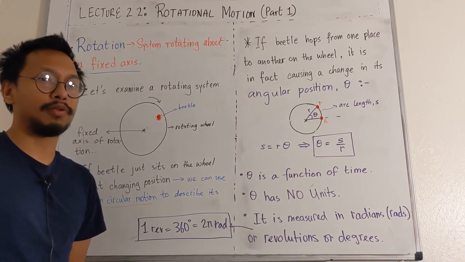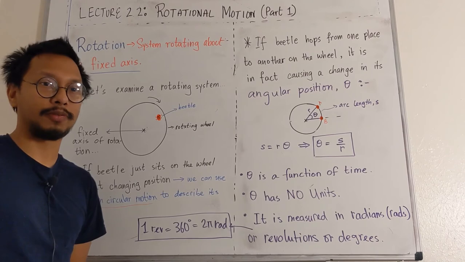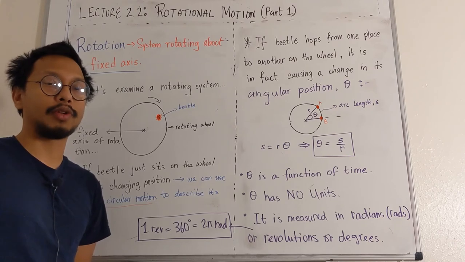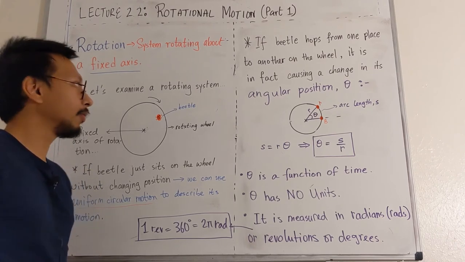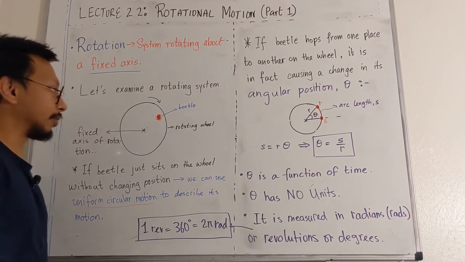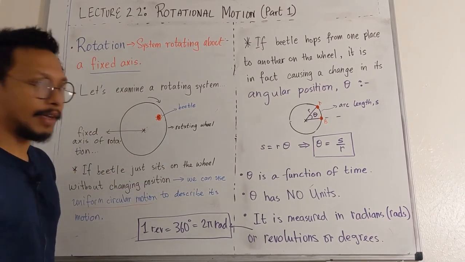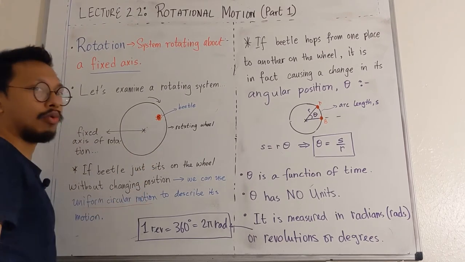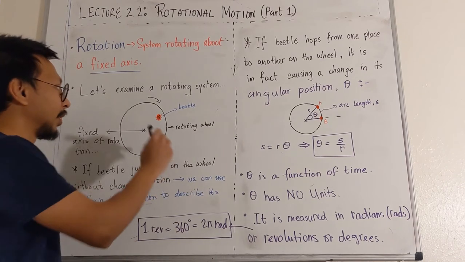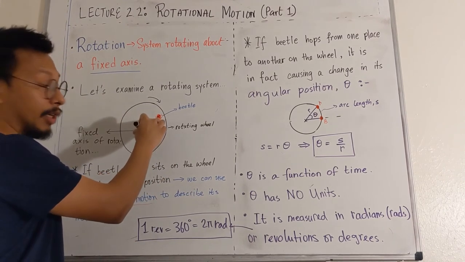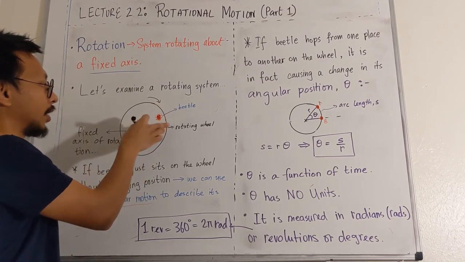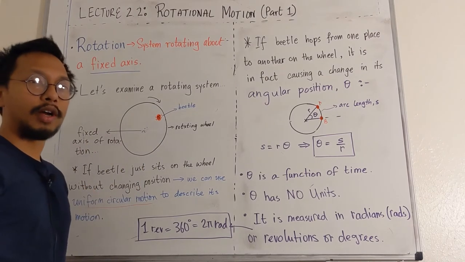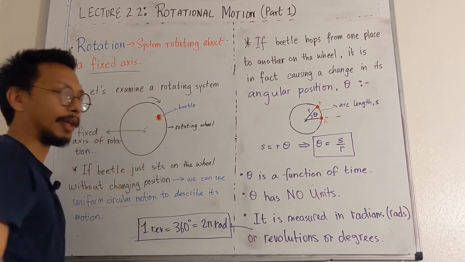You can think of rotational motion as a more complete version of circular motion. Why? Because rotational motion involves the motion of objects around a fixed rotational axis. So, for example, let's examine a rotating system. When a wheel rotates around a fixed axis, let's say this marker right here, then we have a rotational motion. It is not circular motion because, forget the beetle for now, all of the points on this rotating wheel are moving around a fixed axis.